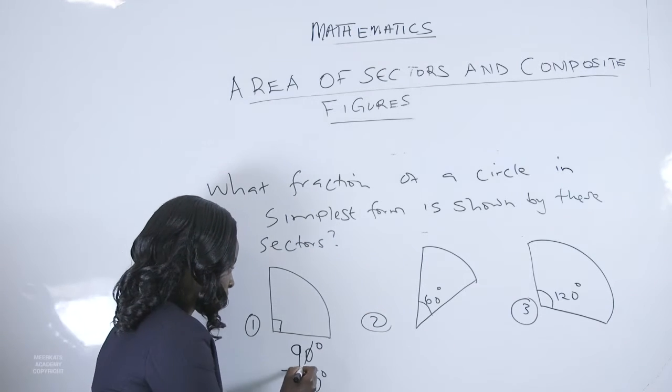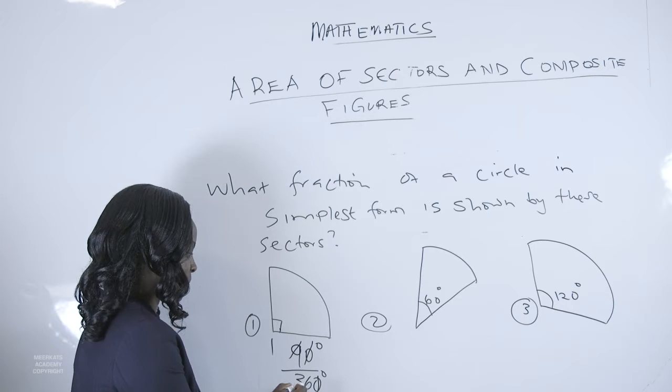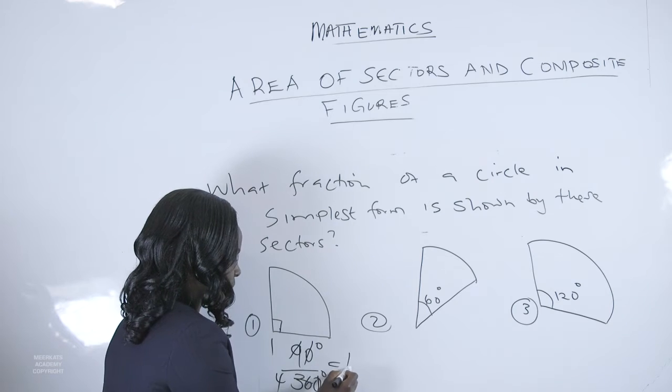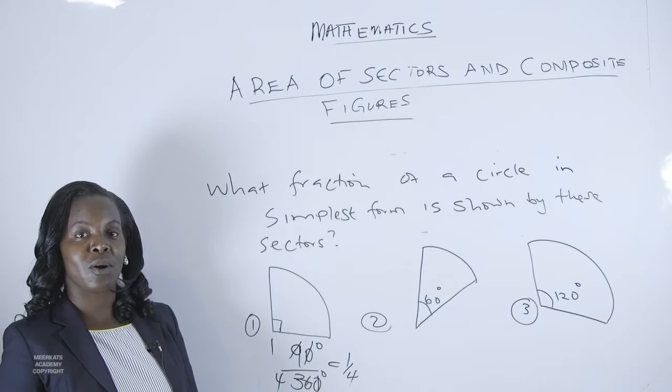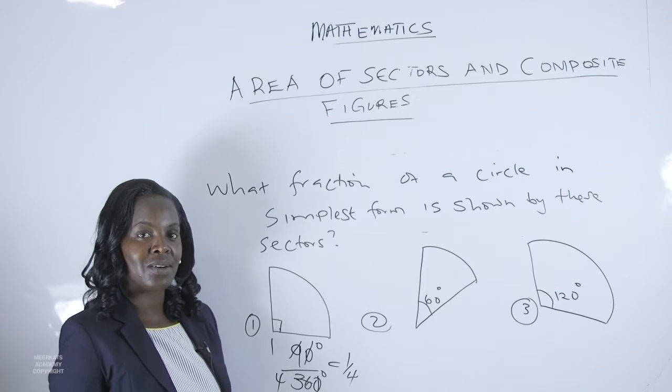And remember, we are told to leave it in the simplest form. So 0 and 0 cancels out. We have 9 into 36. We have 4. That will be a quarter. That sector is a quarter of the circle.